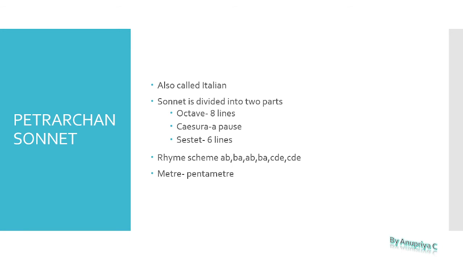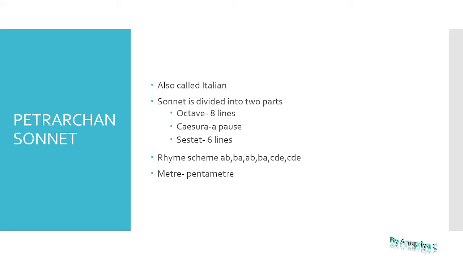So let's look at what is Petrarchian sonnet. Petrarchian sonnet is nothing but the Italian sonnet that was written by Petrarch. Now this sonnet is divided into two parts as octave and sestet. Now the octave contains 8 lines while sestet contains 6 lines. The first part of the poem is called octave, the 8-line para, and the remaining half of the poem is called sestet or 6-line para. Now, in between, there is a pause which is called caesura. So, between octave and sestet, there comes a pause which is called caesura.